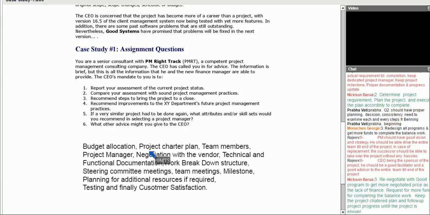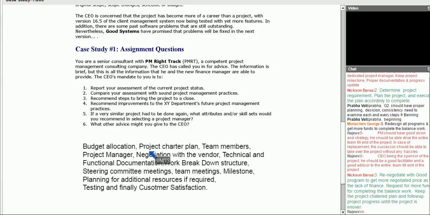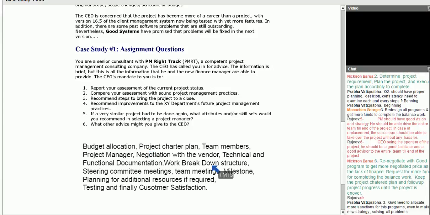So finally we can say that this project is a fail, not a fail we can say, but it's very challenging to get the project completed. If there is proper planning from the starting, if there is proper budget allocation, then I think the project must have gone to completion. So 80% of projects fail because of lack of planning.